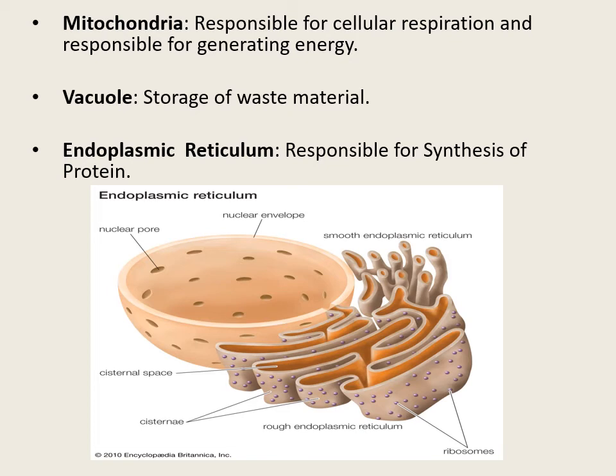The next component which lies in the cell is endoplasmic reticulum. You can see the picture of the endoplasmic reticulum. Endoplasmic reticulum is again in two parts, rough endoplasmic reticulum and smooth endoplasmic reticulum. Rough endoplasmic reticulum is responsible for synthesis of protein, and smooth endoplasmic reticulum is responsible for synthesis of fats.